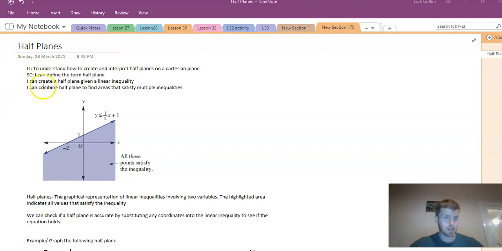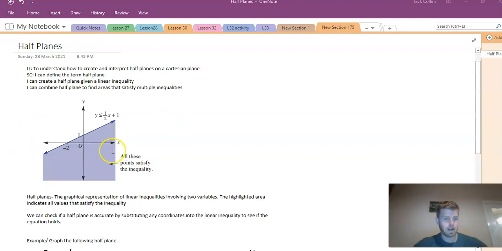So our learning intention is to understand how to create and interpret half planes on a Cartesian plane. By the end of this video, you should be able to define the term half plane, create a half plane given a linear inequality, and then combine half planes to find areas that satisfy multiple inequalities, which is where you'll be using simultaneous equations, which we've looked at in class.